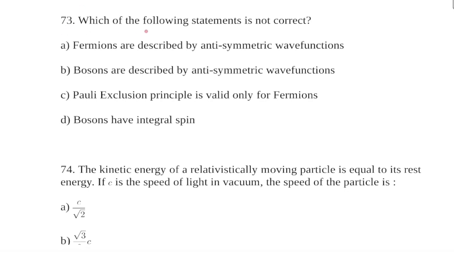Next, 73. Which of the following statements is not correct? Fermions are described by antisymmetric wave function. This is correct. Bosons are described by symmetric wave function. Okay, bosons are, remember, described by symmetric wave function, so this is not correct. And the Pauli exclusion principle is valid only for fermions. This is correct. And bosons have integral spin, and we know fermions have half integral spin.